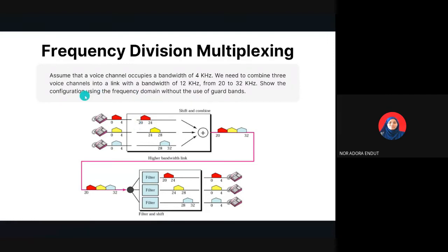So here dia cakap ada total bandwidth of 12 kHz. Maksudnya 12 is greater than each individual user's bandwidth, which is 4. Kemudian kita pecahkan kepada 3. The frequency range covered by the transmission link adalah 20 hingga 32, so bandwidth dia 12. How do we modulate? Dia pecahkan kepada 3 range of frequency. Kita allocate 20, 24 untuk user 1 dan seterusnya. So that's how they manage the frequency ranges, supaya teratur.